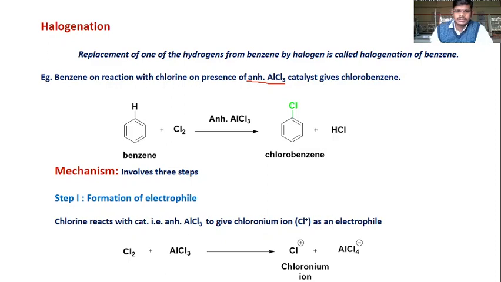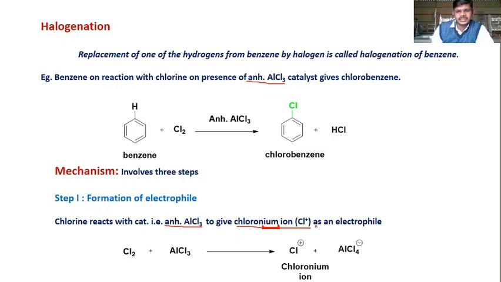What happens over here? Chlorine reacts with the catalyst, and what is the catalyst here? That is the anhydrous AlCl3, to give a chloronium ion. The ending IUM in the word suggests that it is a positively charged species. IUM suggests that this species is positively charged.